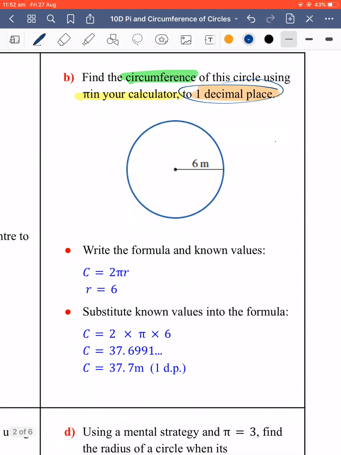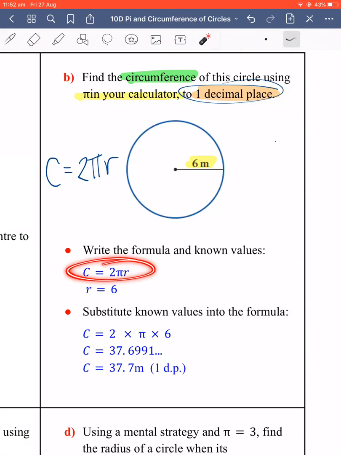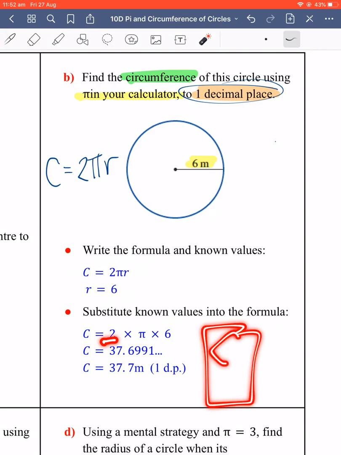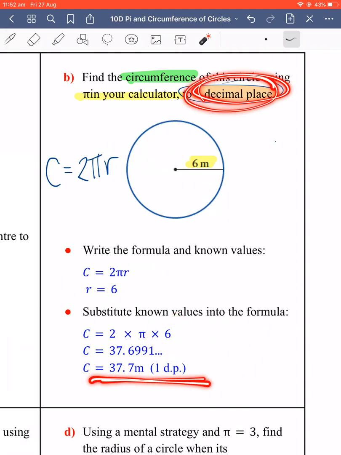So here you have your circle, and what I've noticed already is that I have a radius. So I know that I'm going to be using my formula of circumference equals 2 multiplied by pi multiplied by r, which is exactly what I've got down here. And I'm going to substitute in where the r is, I'm going to substitute in my number 6. So then I substitute in my known values into the formula. So I type into my calculator 2 multiplied by pi multiplied by 6, and the last thing that I needed to do was to round to that 1 decimal place, and always make sure that you are including your units.